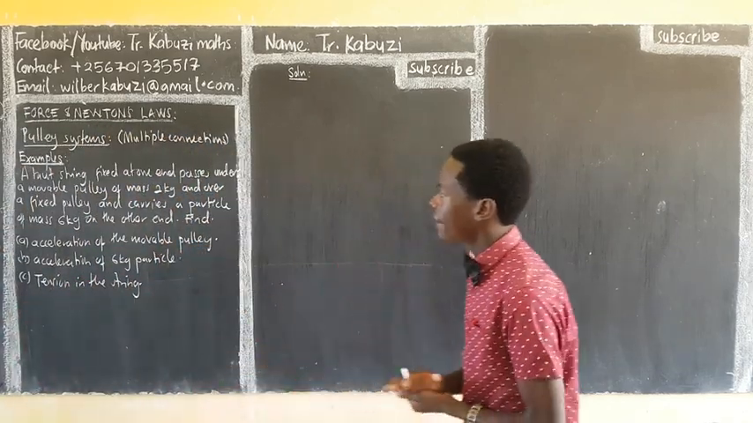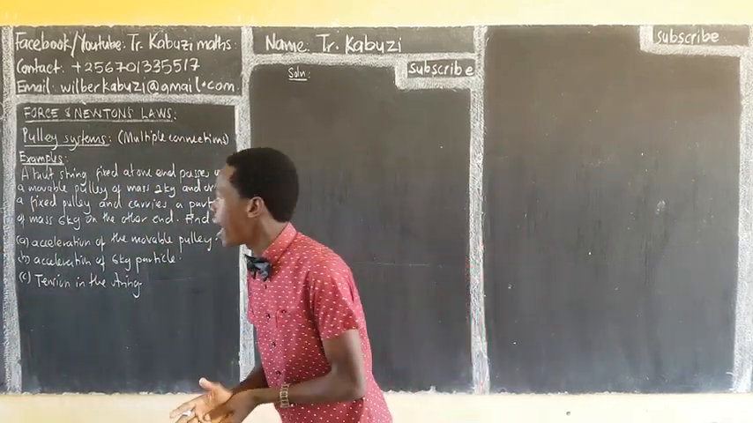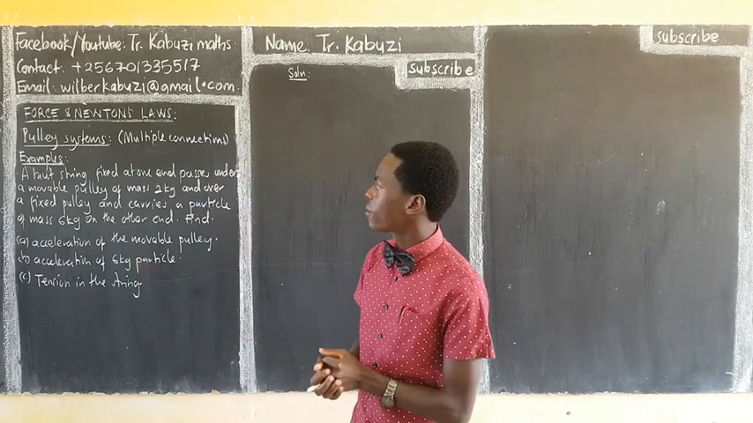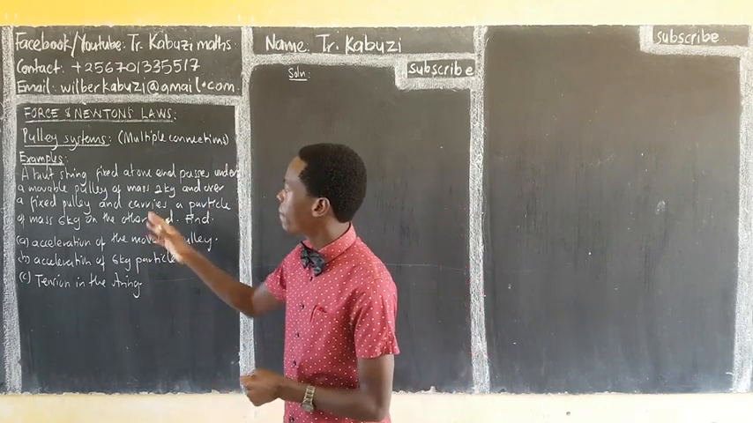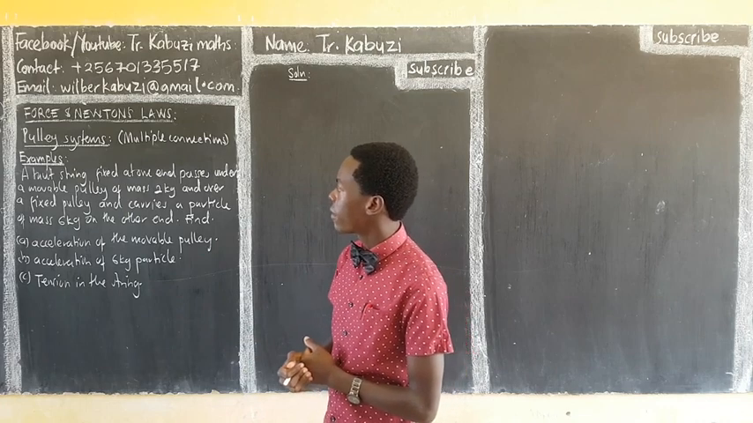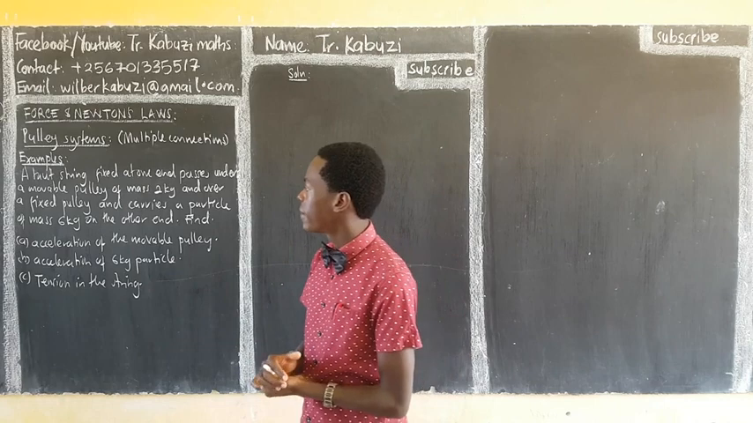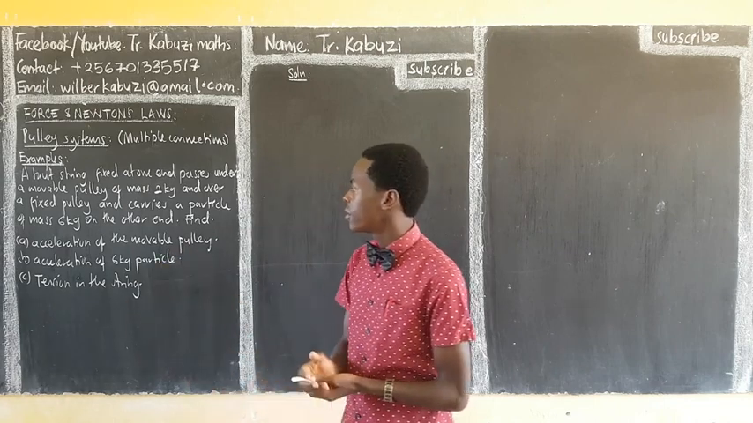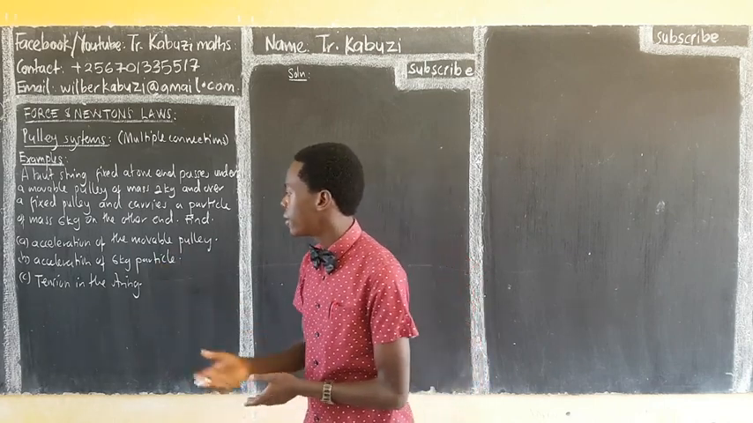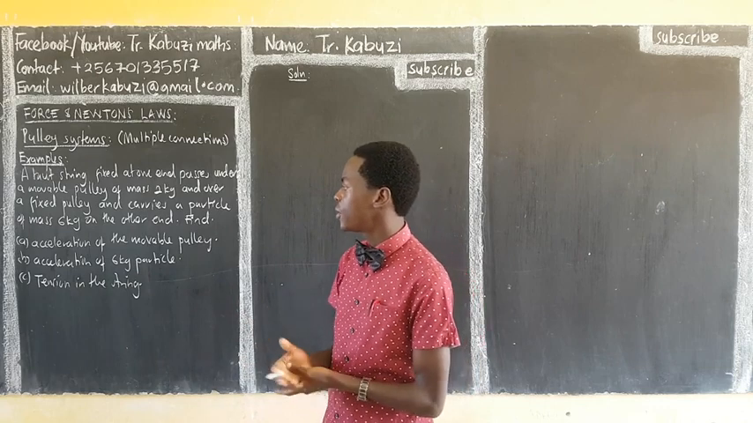Okay, let us see the first example in the pulley system. A taut string fixed at one end passes over a movable pulley of mass 2 kilograms and over a fixed pulley and carries a particle of mass 6 kilograms on the other end. Find the acceleration of the movable pulley, the acceleration of the 6 kilogram particle, and the tension in the string.